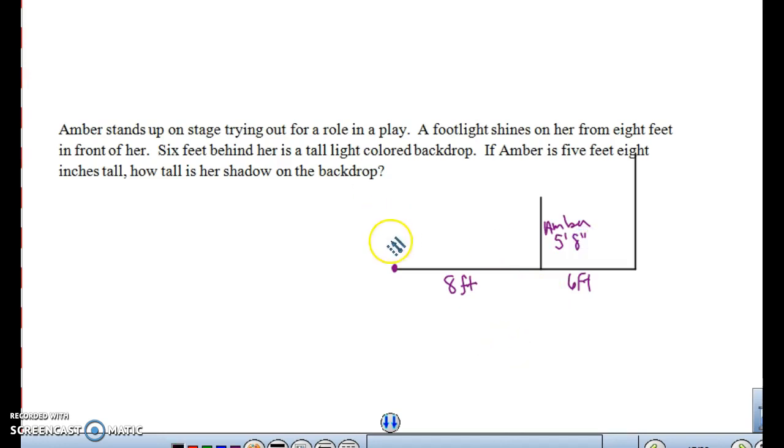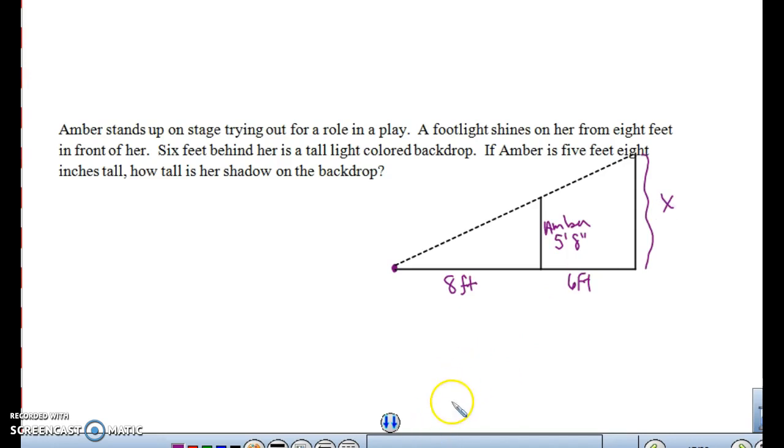Now remember, if the footlight is standing here, the light would go up like this, shining up above her, and it would be reflected onto the backdrop here. So her shadow would actually be on this wall. So this wall right here, the whole thing would be her shadow. So that's going to be my x. That's how tall the shadow is.